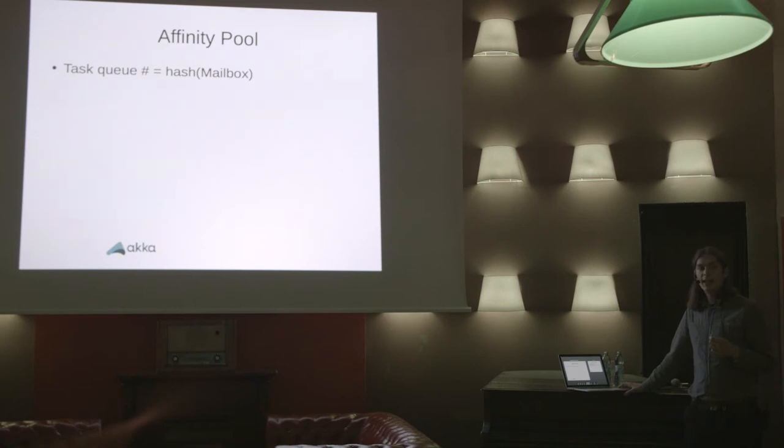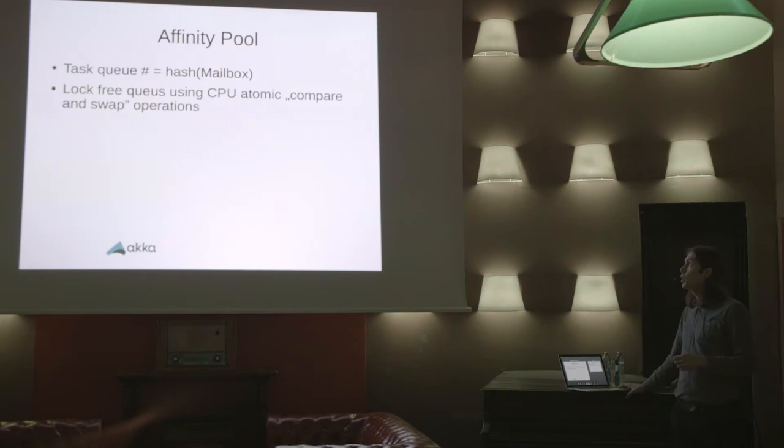And the idea is that it works really similar to the fork join pool, but the task queue on which we put the task is determined by hashing the mailbox. Actually, the algorithm is much more involved. For a small number of actors, it works differently, but you get the idea. We always run one actor in one thread, which allows us to leverage CPU caching much better. It also uses lock-free queues.